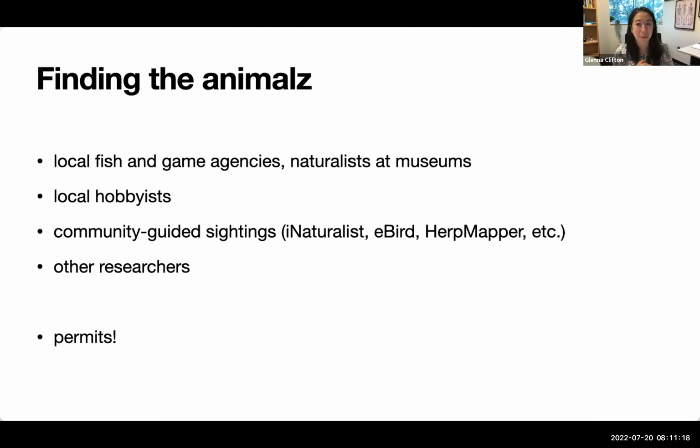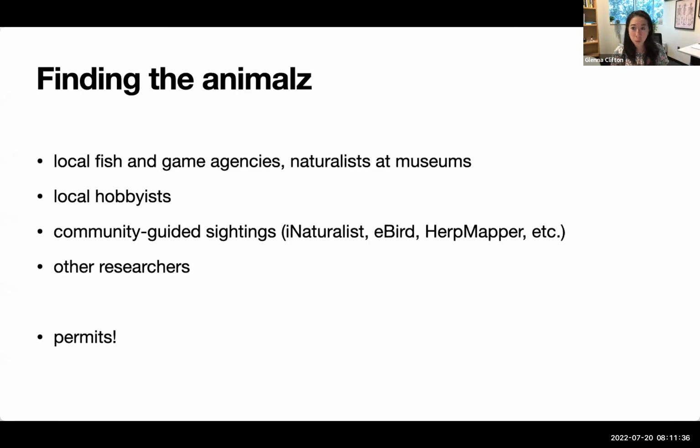So to actually find the animal, reaching out to the local fish and game agencies, naturalists at museums can really be a huge benefit. It's hard to know where animals are unless you are in the place itself. So especially when you're working from afar, it can be really helpful to make contact with local experts about this.